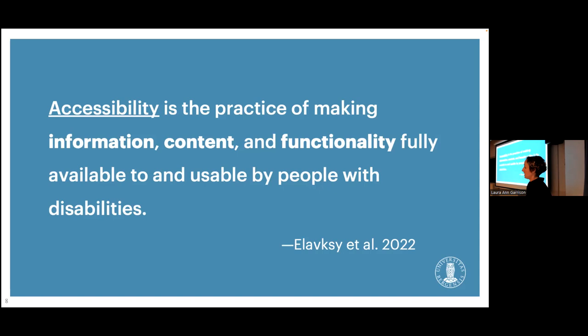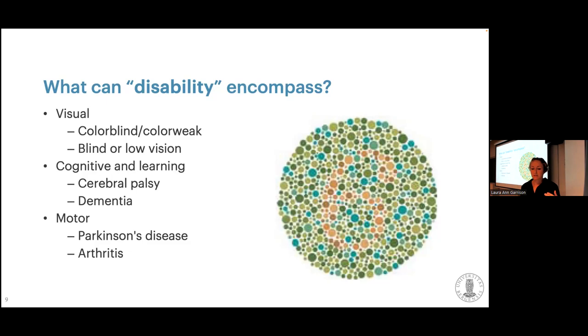If we break this down, what am I talking about with disabilities? Disability can encompass many things. What I'll talk about mainly in this lecture are three categories of disabilities. There's visual disabilities. This can include, and I think most people are familiar with the idea of, color blindness or color weakness. It's one of the more well-known impairments, where certain types of color receptors in your eyes don't work as well or simply don't work at all. And that blocks out certain colors.